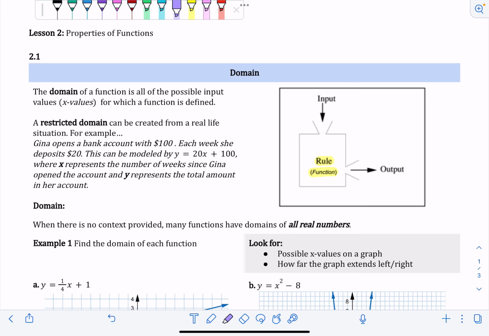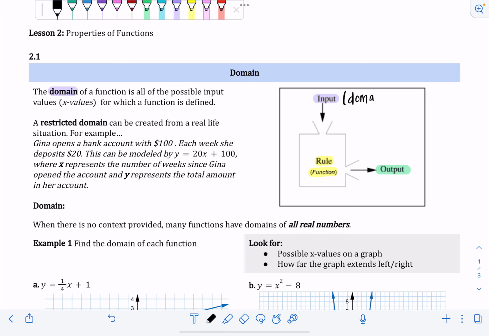With that machine, we have values that we put into it. Those are called our input values, or just input. Put them into the machine or the function, and then we get values out. Those values that we get out are called the output. Now if we go to the upper left corner where the definition of domain is, it says the domain of a function is all of the possible input values or x values for which a function is defined. So next to input, I'm going to add domain.